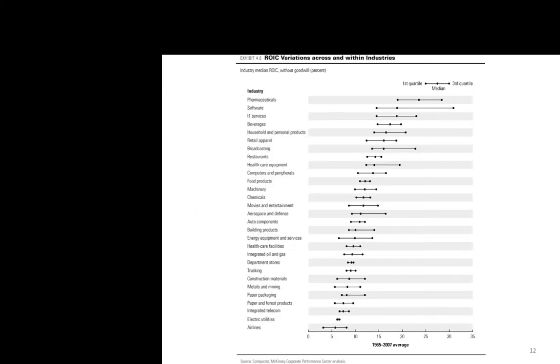Skip a couple slides. From the book, McKinsey had done this kind of 40-year historical ROIC analysis of different industries. And what you can see is different industries had different levels of historical ROICs. So for example, between 1965 and 2007, the best historical industries were pharma and software. The worst historical industries were utilities and airlines, and the average industry was probably somewhere around 9 or 10%. So that gives us a sense that not all industries are going to earn the same rate of return.